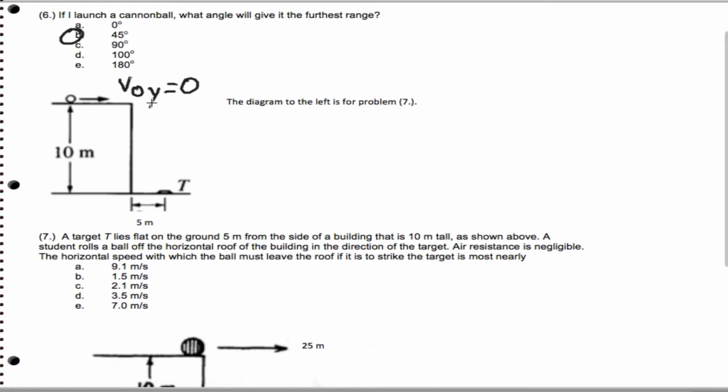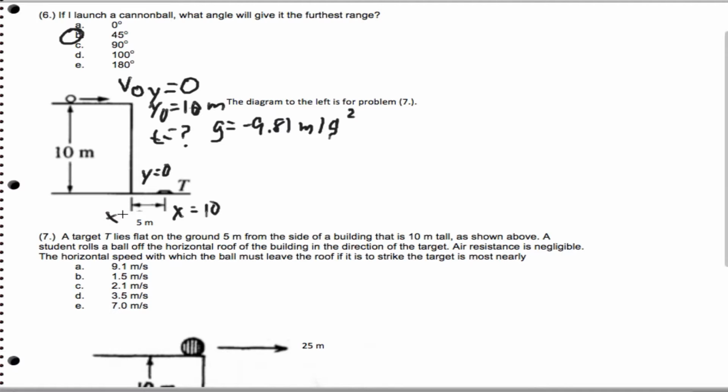So I know that y naught is 10. I know that y is 0. I know the time is unknown. I know that I have an acceleration of g as negative 9.81 meters per second squared. I know that x final is 5, and I know that x naught is 0. Sorry, x final is 5 in this case.